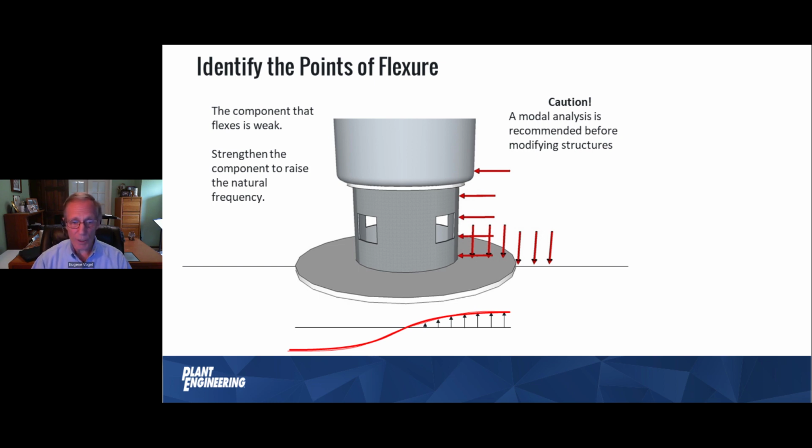The point of flexure means that that base plate down there is weak, okay? That's where my flexure is. If there's a natural frequency, that's where it's weak. So when I can see a weak part, then I can say, hey, what I need to do possibly is strengthen that part, raise the natural frequency above the operating speed or above the exciting force, and try to solve the problem. A word of caution: you don't have enough data here to go in and redesign this base and try and eliminate that.